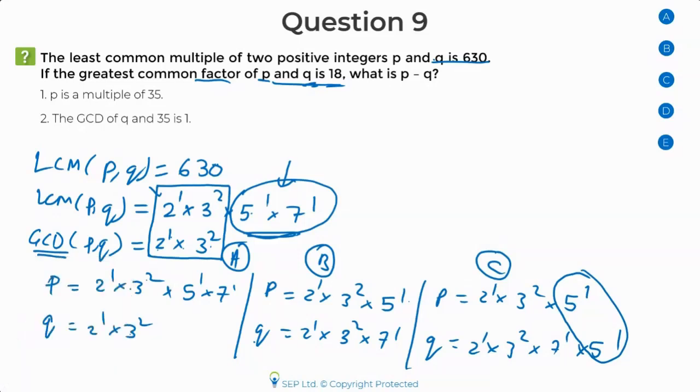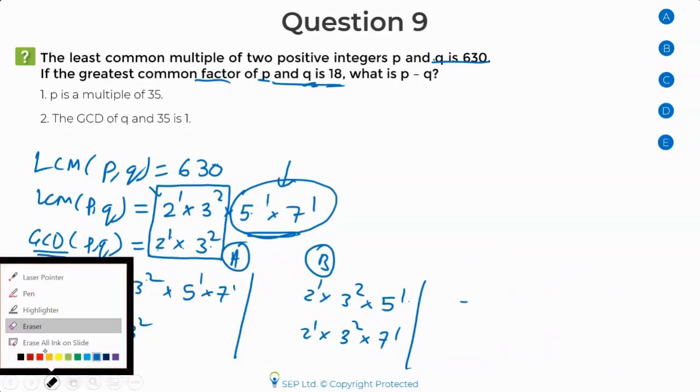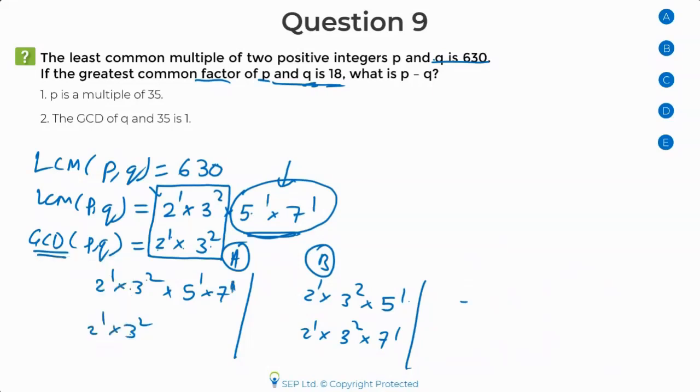That's not possible. Also, I wrote P and Q, I know, but frankly speaking, I don't know which one is P and which one is Q. So I can say these are my two cases. One case could be where both 5 to the power 1 and 7 to the power 1 are present in one of the numbers, which number I don't know. Or the second case could be 5 to the power 1 is present in one number, and 7 to the power 1 is present in another number.